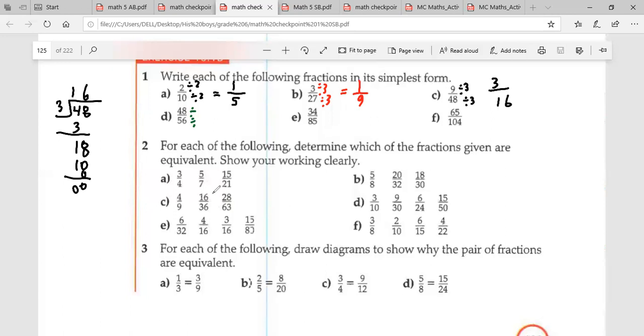We can divide it by 8. Yes, divided by 8. So 48 divided by 8, we get 6. And 56 divided by 8 is 7. Yes. Thank you. The next one.